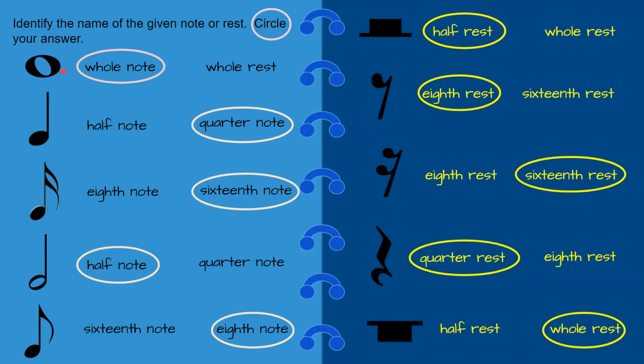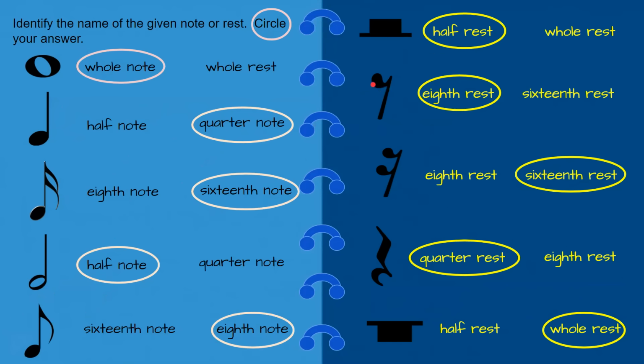Let's review. This is whole note. This one, shaded head, quarter note. Correct. This one, 2 flags, 16th note. Correct. This one is unshaded head, half note. Okay. This one, only 1 flag or 1 beam, 8th note. Correct. For this one, facing upward, half rest.